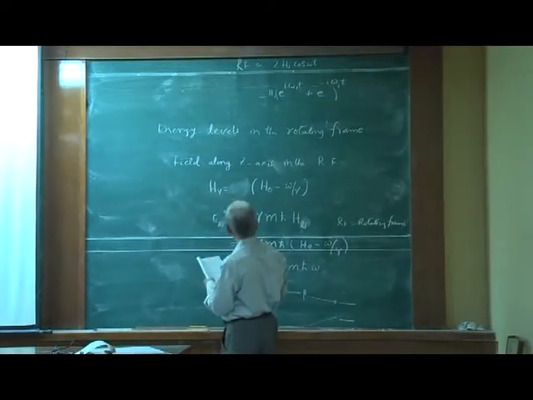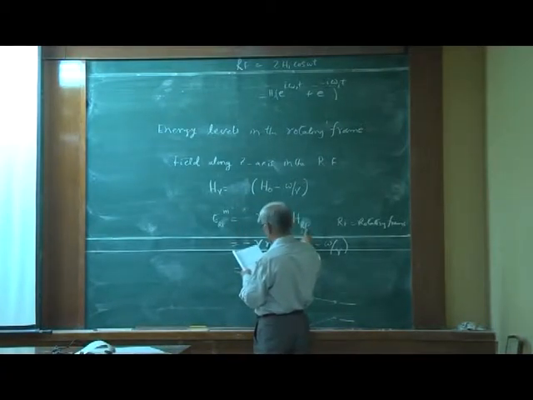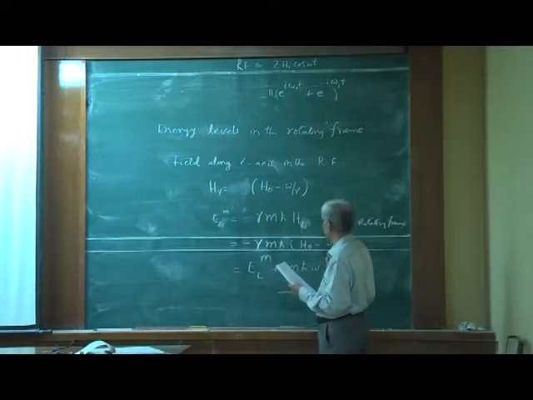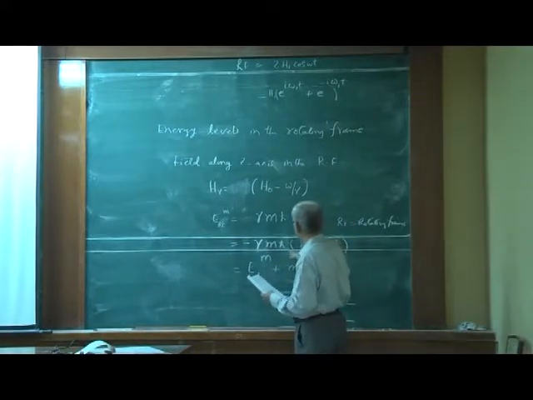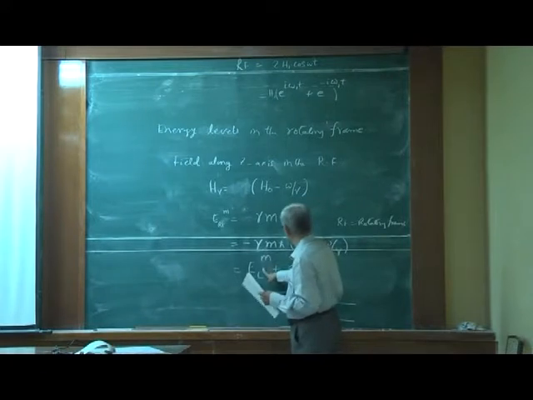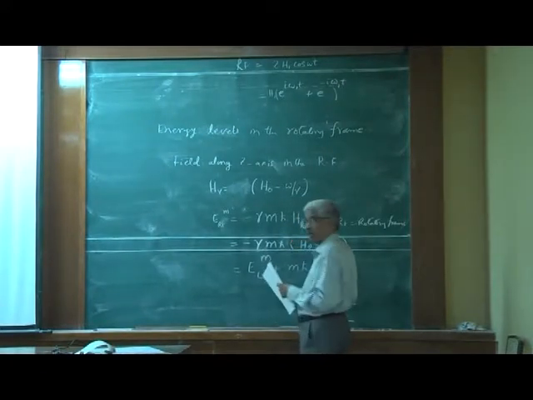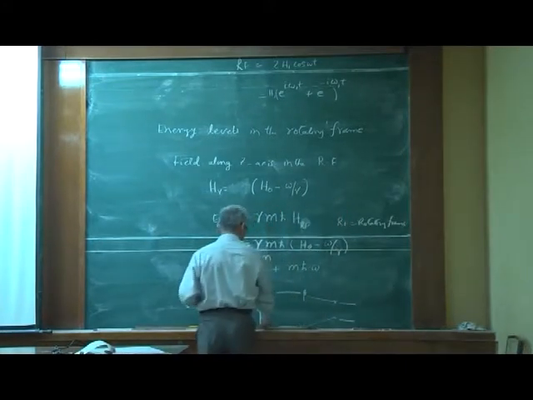Okay, rest of it is correct? Minus gamma h cross, H naught minus omega by gamma. So this one is fine. So then you have this minus gamma m h cross, H naught minus omega by gamma. This portion gives you the laboratory frame energy, and this is the additional energy coming from the rotating frame.